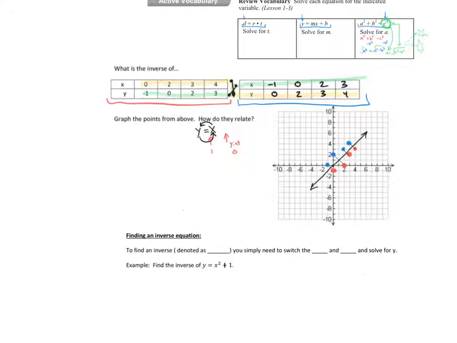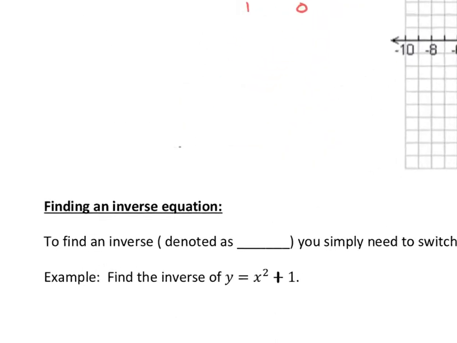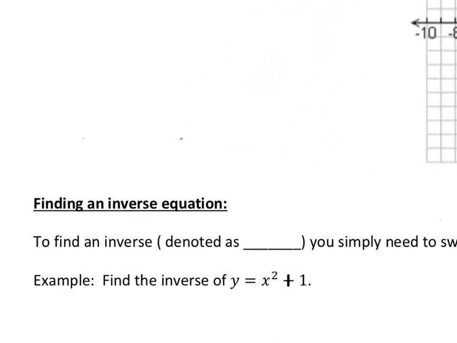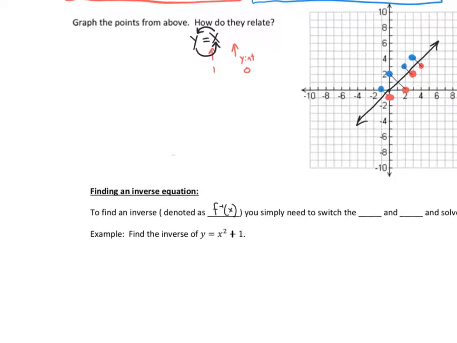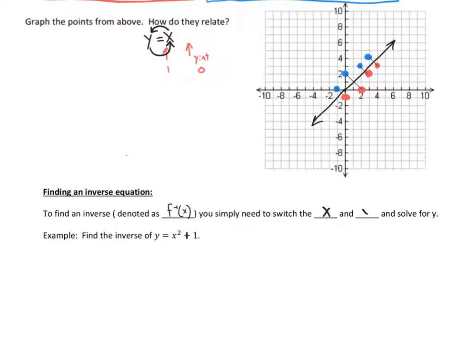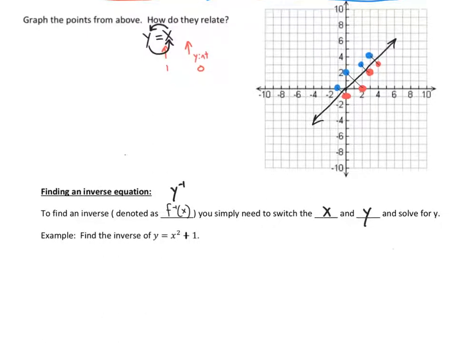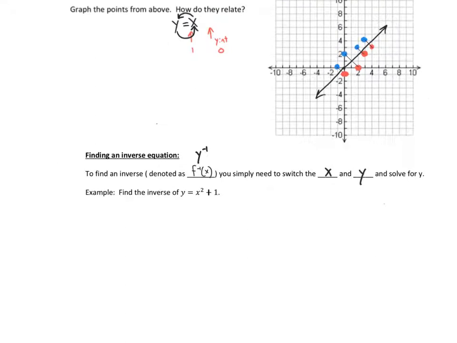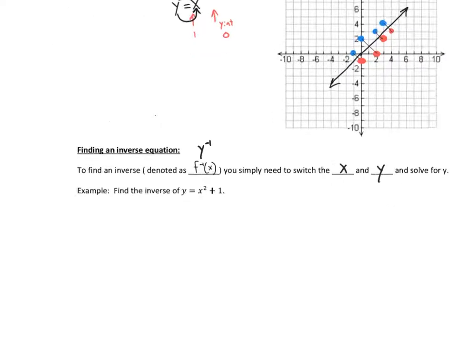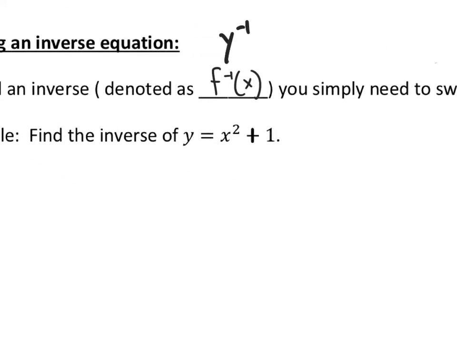We can also find inverses by hand. There are two ways we'll look at it. The main way is f inverse of x. You simply need to switch the x and y values and then solve for y. We can also denote it by saying y to the negative 1 power, which lets our readers know that we have found the inverse. So let's go through this equation and find its inverse.